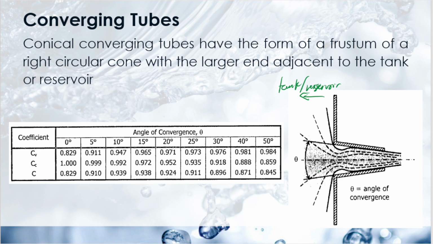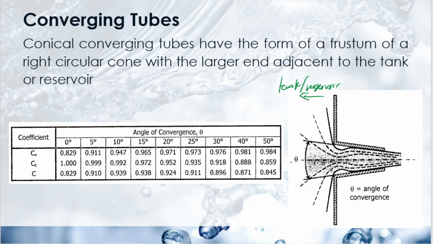So the C sub C or C sub V, or either one of the coefficients, I think it will always be between C sub V and C sub D or C. So we could actually compute for C sub C in relation to your orifice. It's like an orifice that contracts, but it touches the wall.